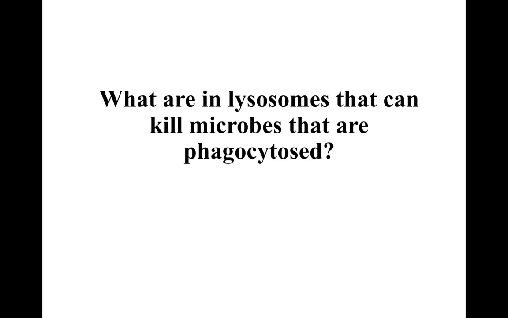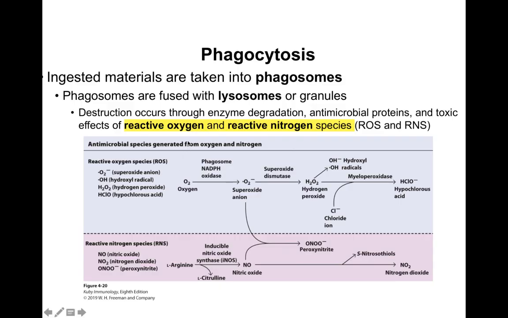What is in lysosomes that can kill microbes that are phagocytosed? In phagosomes, they have reactive oxygen and reactive nitrogen species that can kill and destroy pathogens.